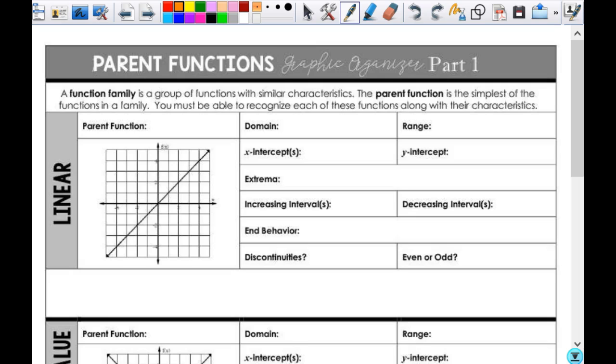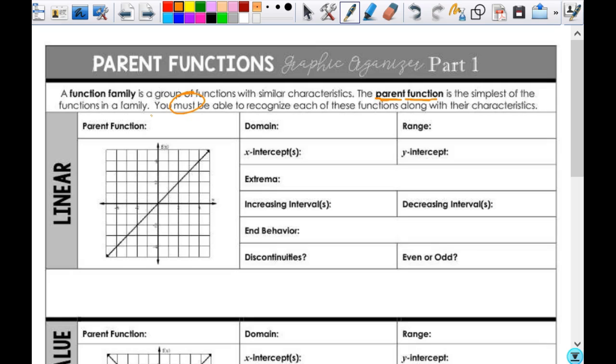deal. But these are parent functions, and it says here, a function family is a group of functions with similar characteristics. The parent function is the simplest of the functions in a family. You must be able to recognize each of these functions along with their characteristics, okay? When you see the graph, in your mind, you should know what at least the parent function would look like when it's written as an equation, and vice versa. When you see an equation, you should know what the parent function looks like and be able to just sketch a quick little thing out to the side, okay?